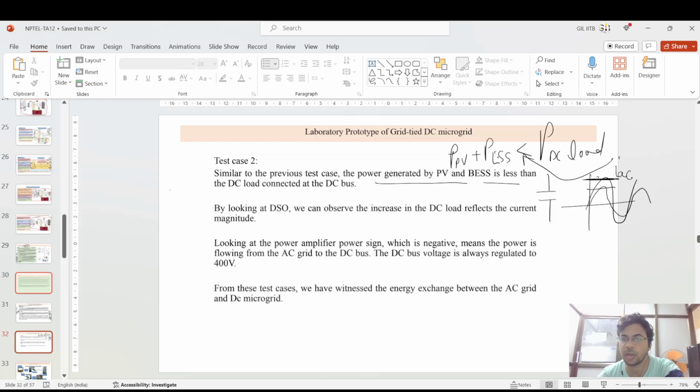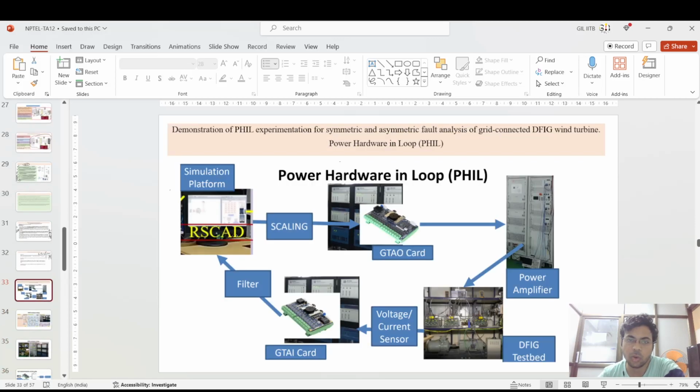Okay, so this is the current which is dropped down, and this is the actual current of the DC grid. So this is one situation. Two situations can occur: when the generation is more, and when the generation is low. So this whole setup is actually PHIL demonstrating this lecture itself, that you have a simulation environment in the RSCAD.